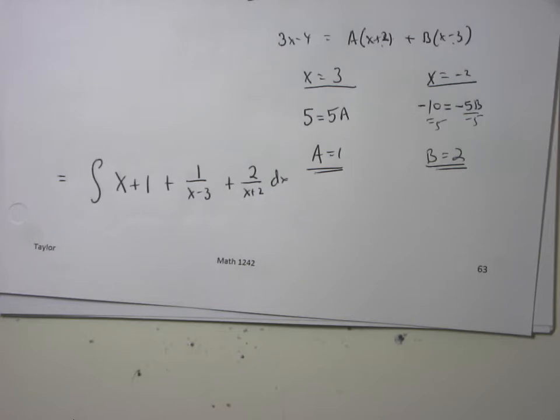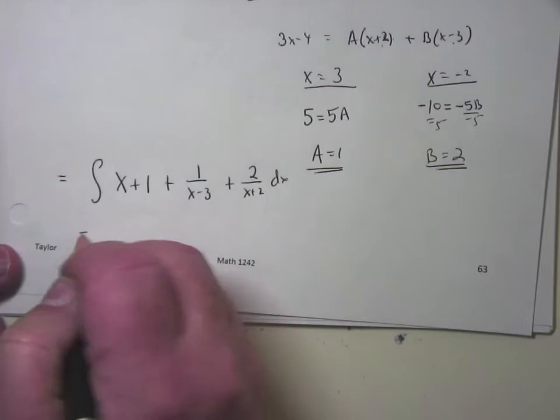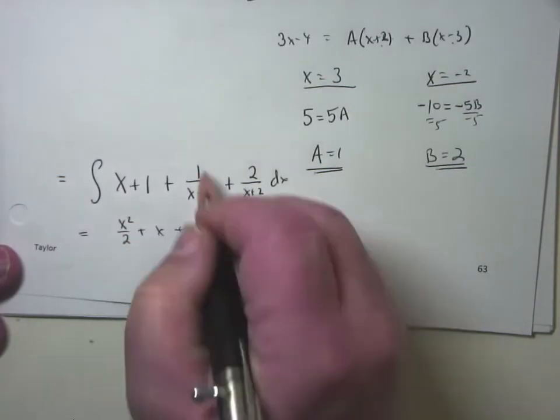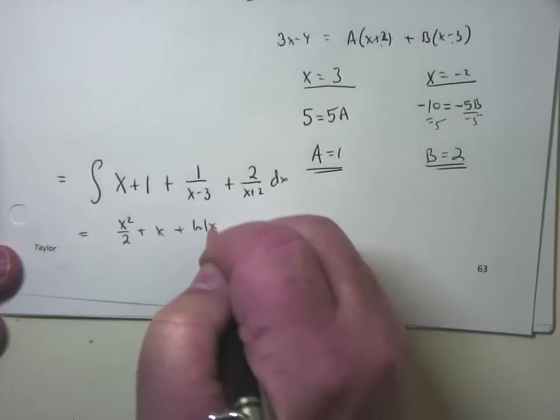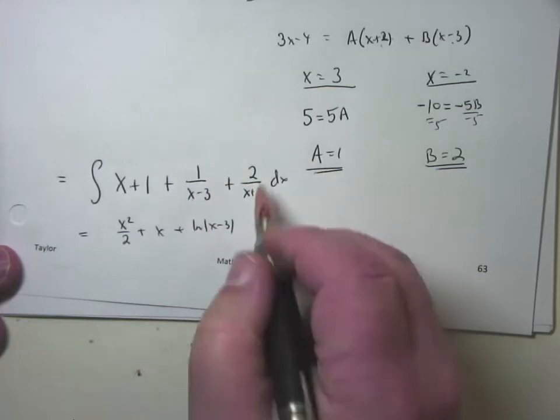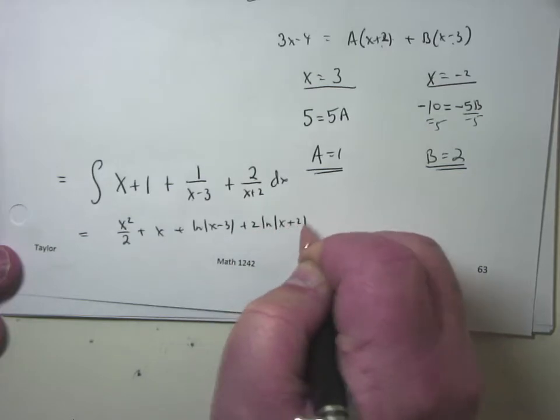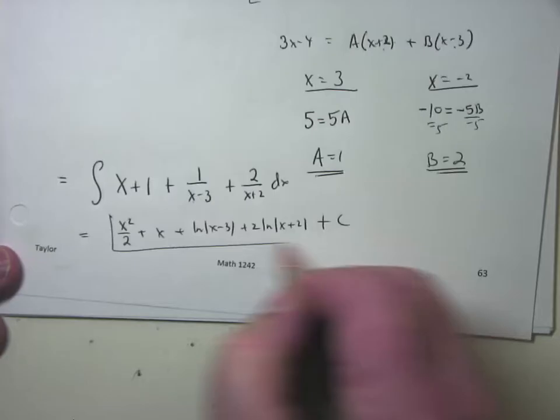Now, give me the solution. Integrate. Integral of x is x squared over 2, plus integral of 1 is x, plus integral of 1 over x minus 3 is natural log absolute value of x minus 3, plus integral of 2 divided by x plus 2 is going to be plus 2, natural log absolute value of x plus 2. No bounds on this stuff, so one big plus c.